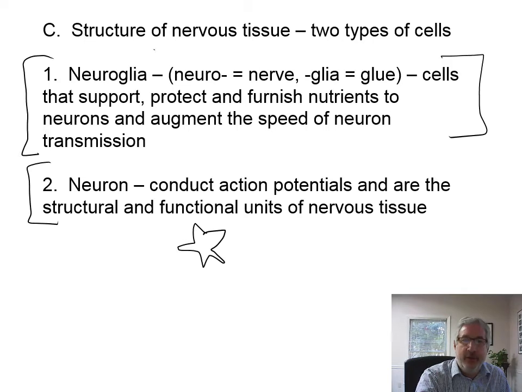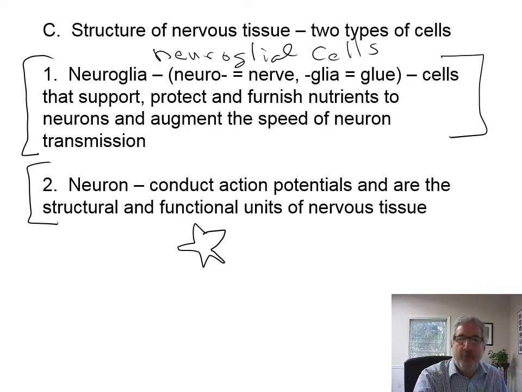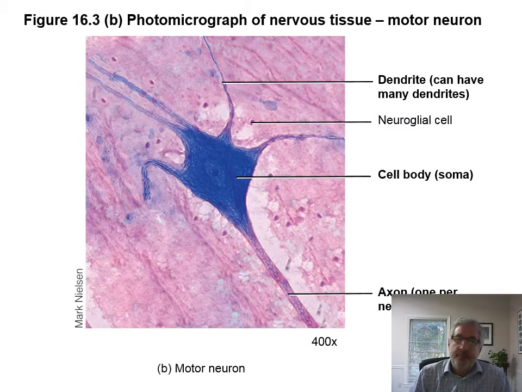So we have neuroglial cells, or neuroglia. And the neuroglia support the neurons. They protect and furnish nutrients to the neurons, and they also help increase the speed of the transmission of a nerve impulse. And we're going to see how that works here in a second.